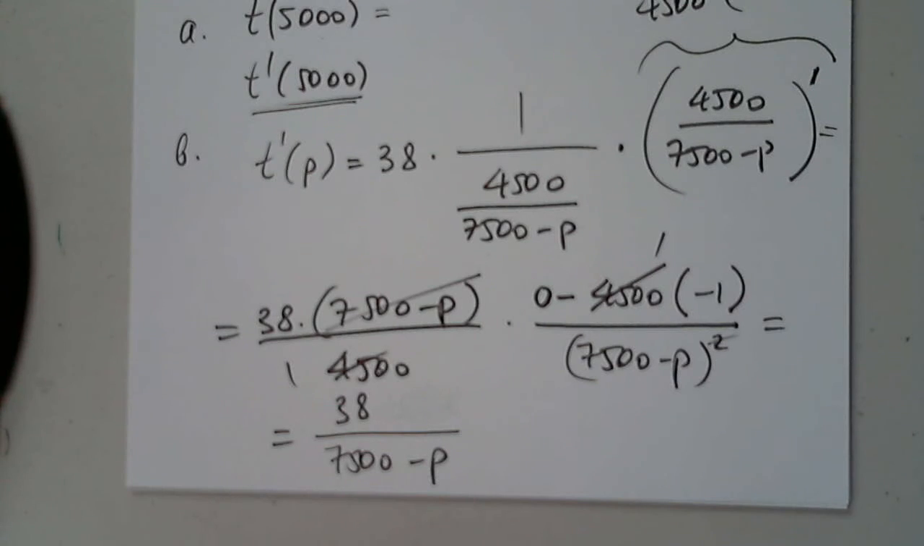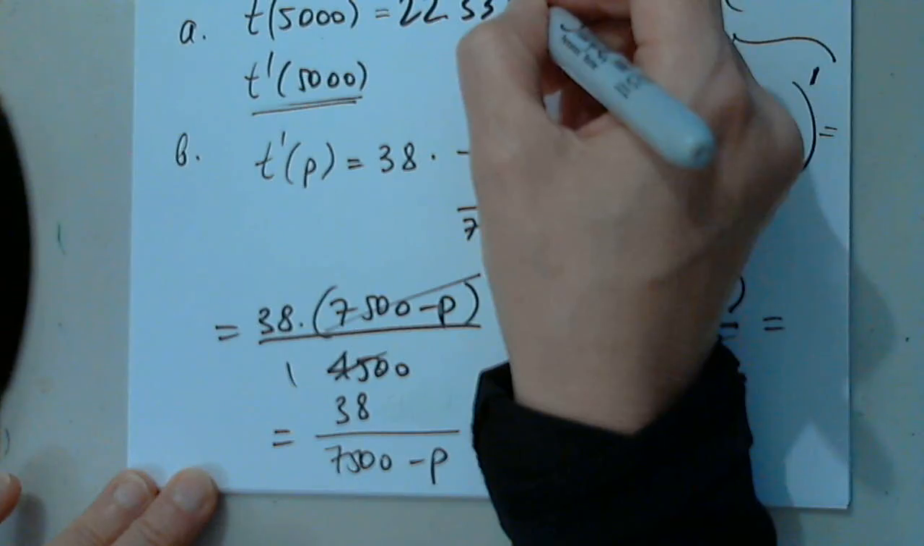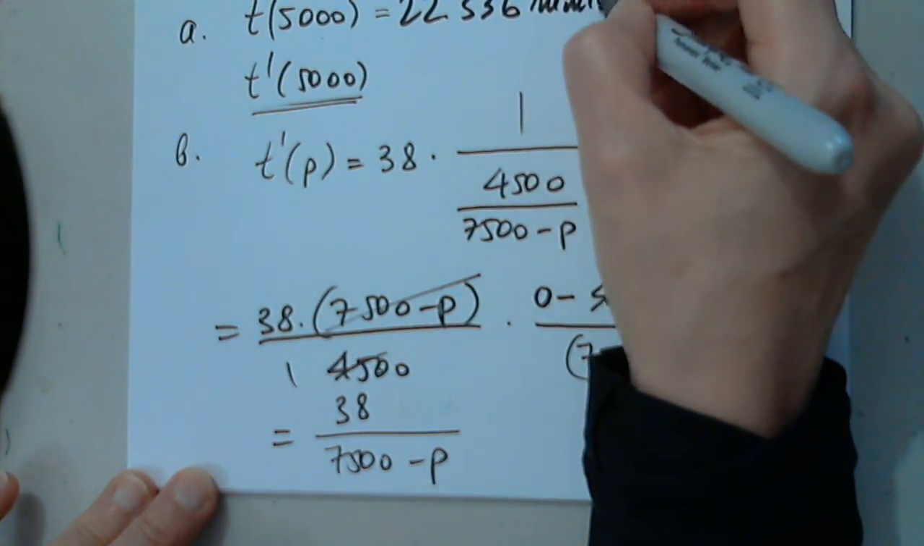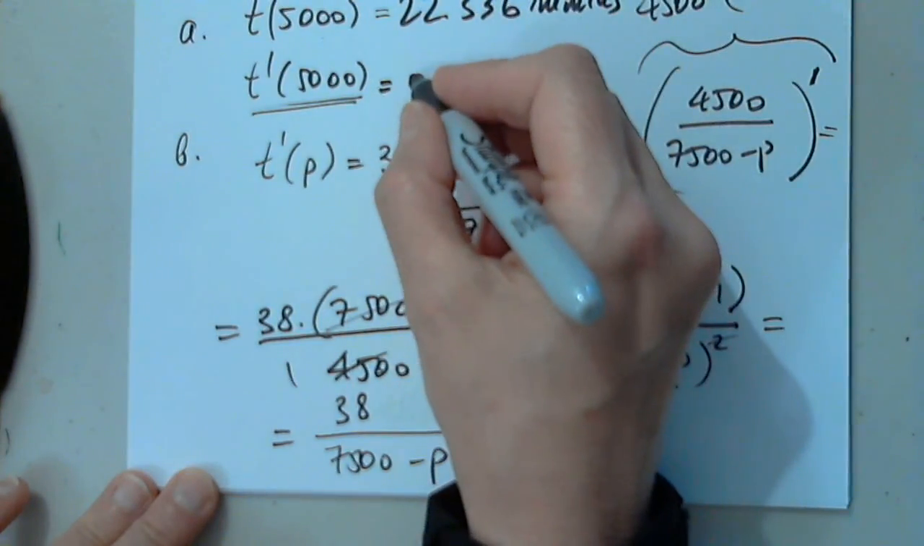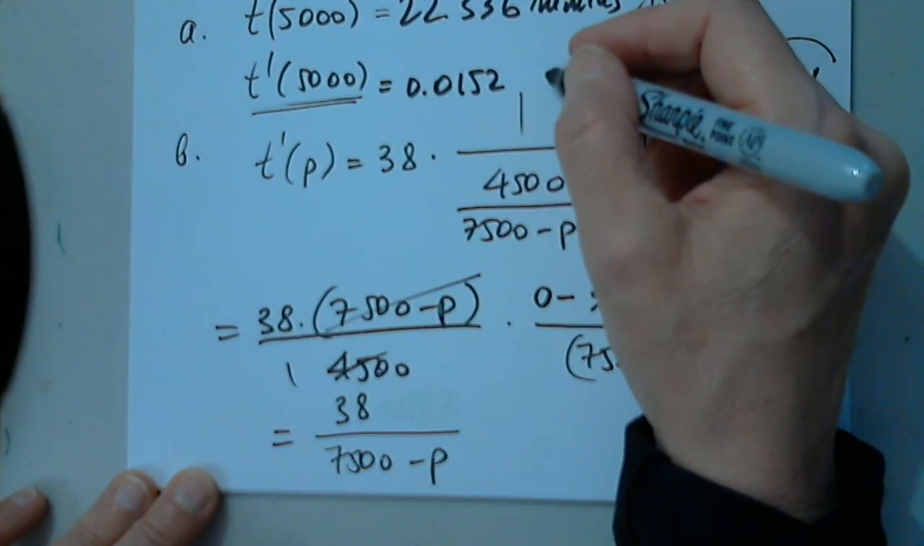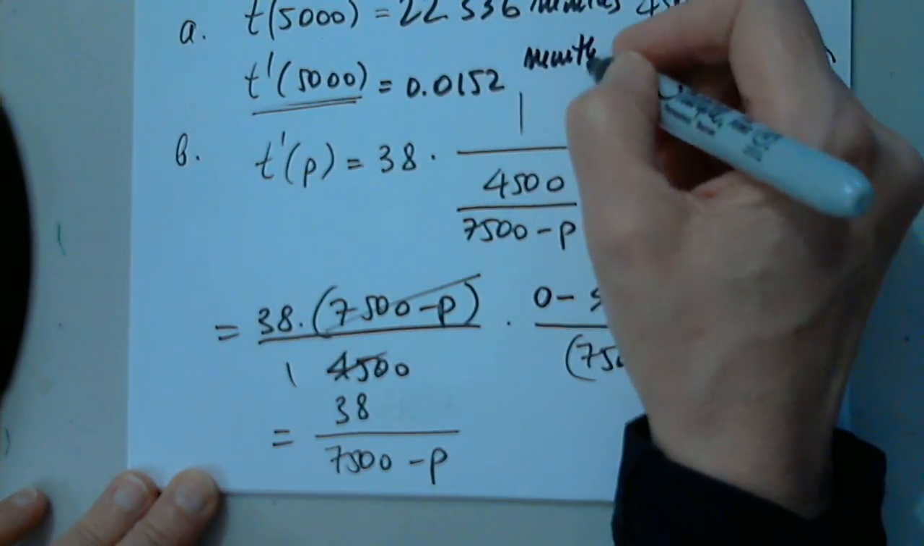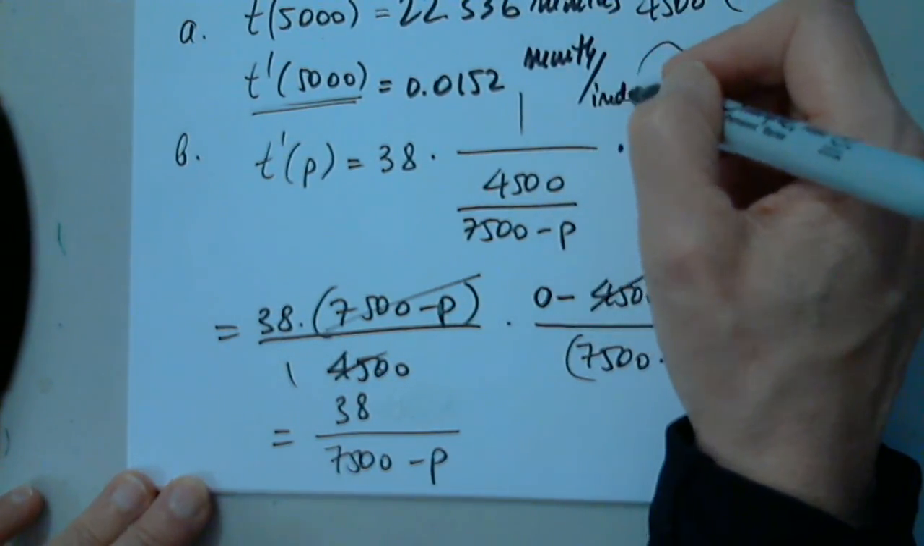Good. So 22 months, and the rate of change is 0.0152. So the first one, 22.336 months. And this one is 0.0152 month per bird, per individual.